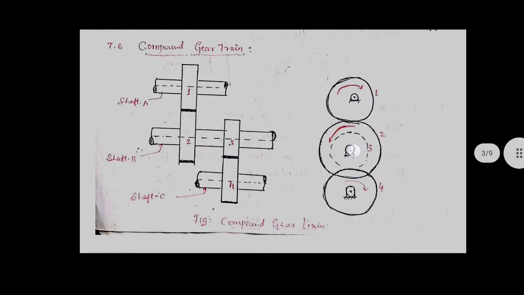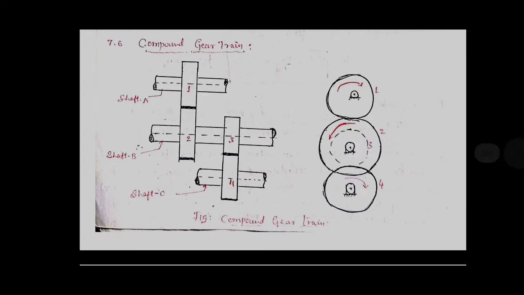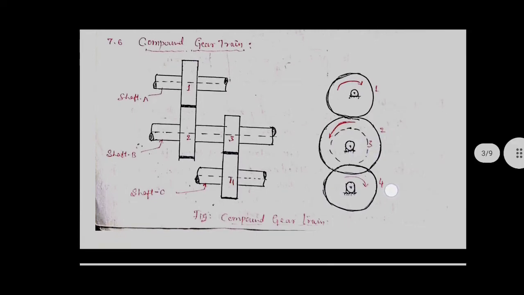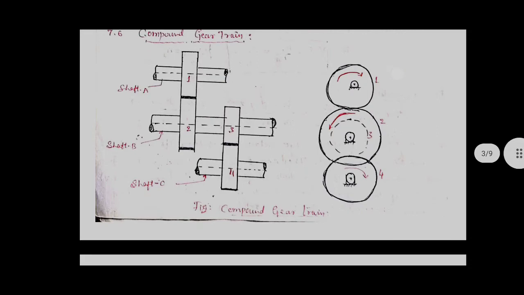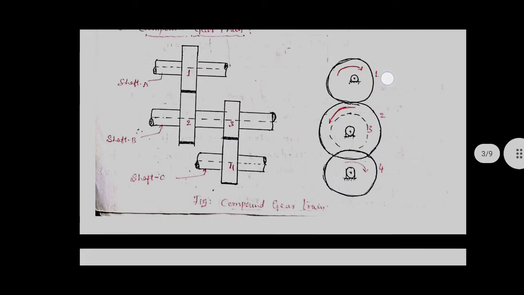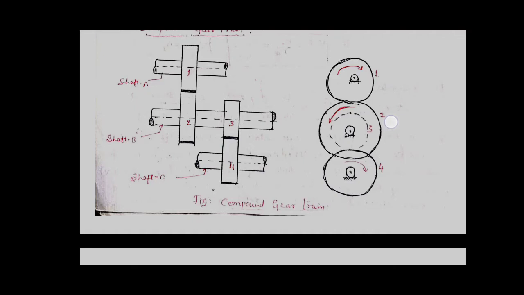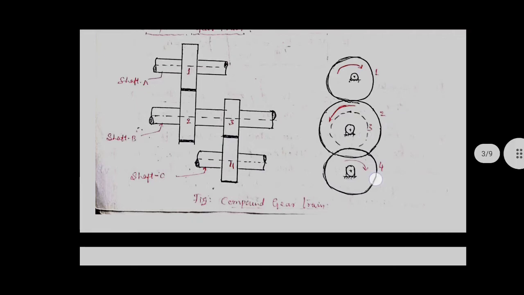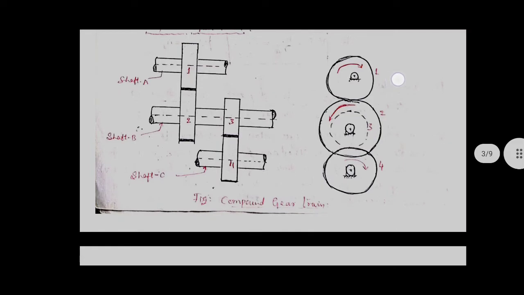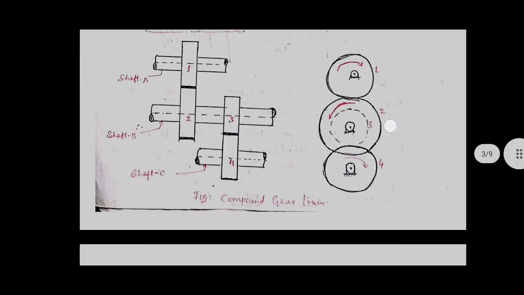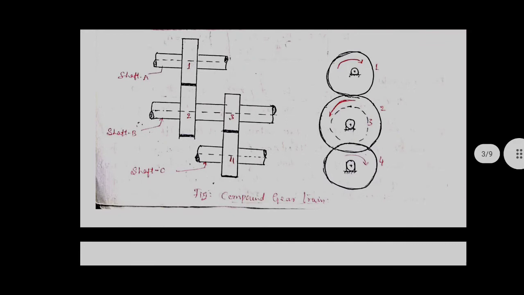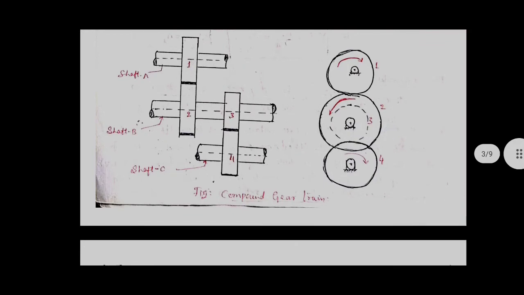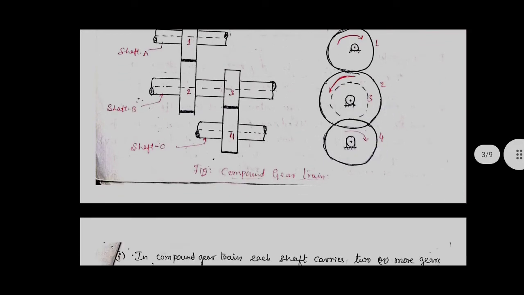In here, shaft B consists of gear 2 and gear 3, and shaft C consists of gear 4. If you see the speeds, gear 1 has N1 speed, gear 2 has N2 speed, gear 3 has N3 speed, and gear 4 has N4 speed. Gear 1 has the number of teeth Z1, gear 2 has Z2, gear 3 has Z3, and similarly gear 4 has Z4.